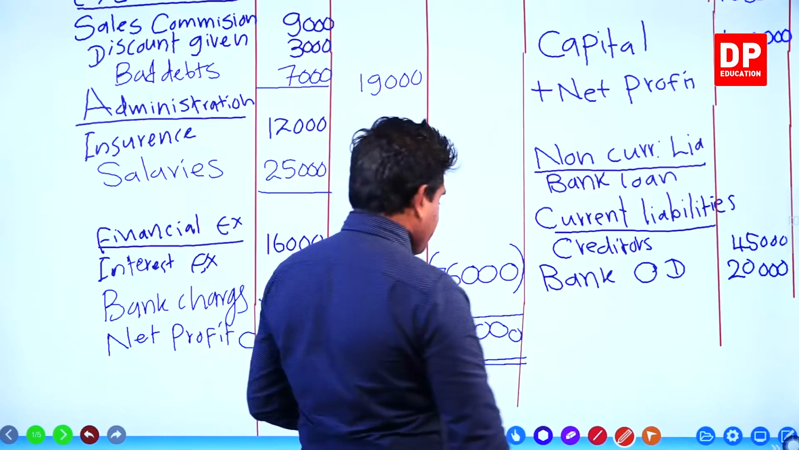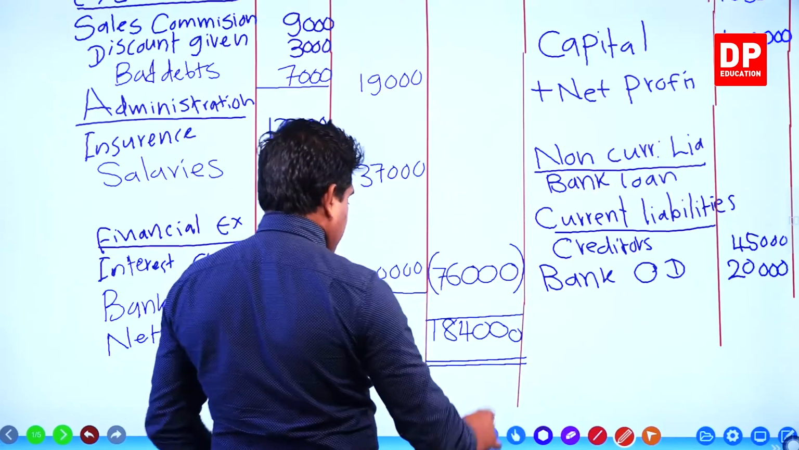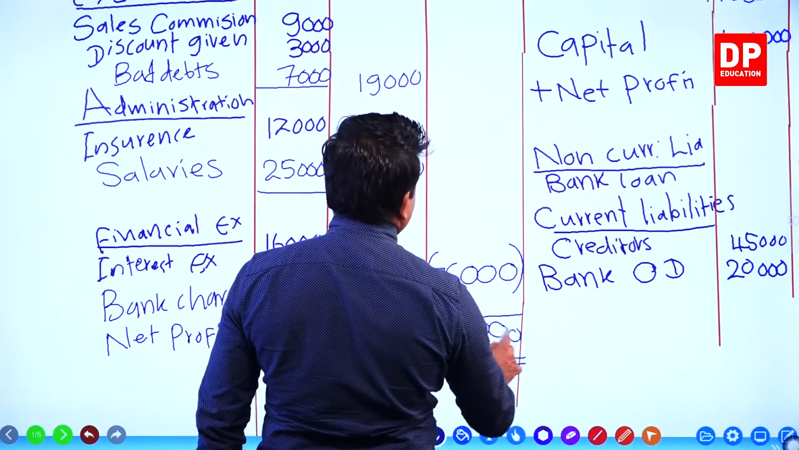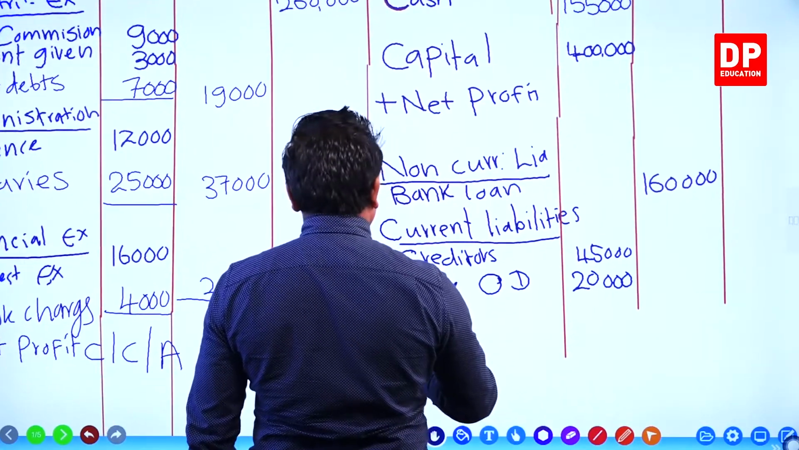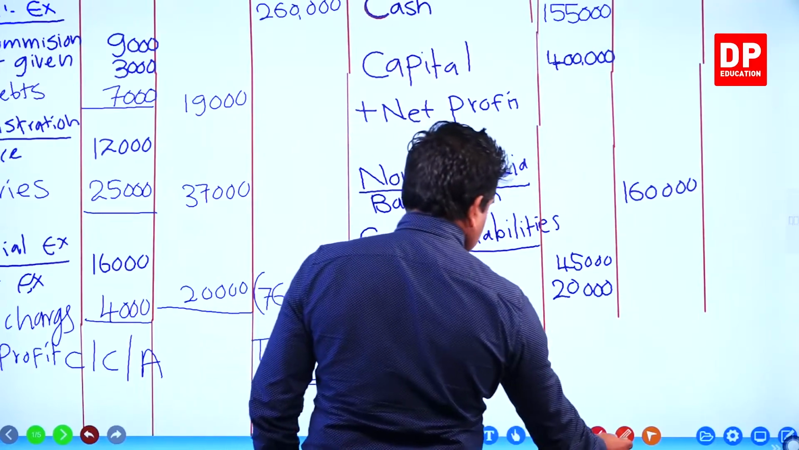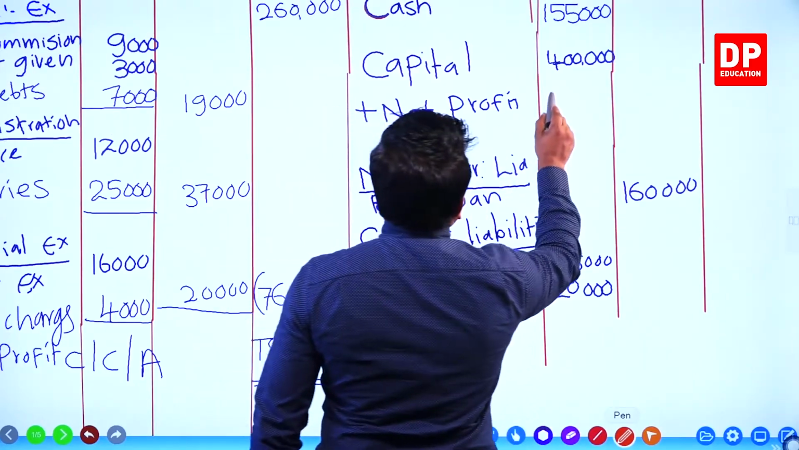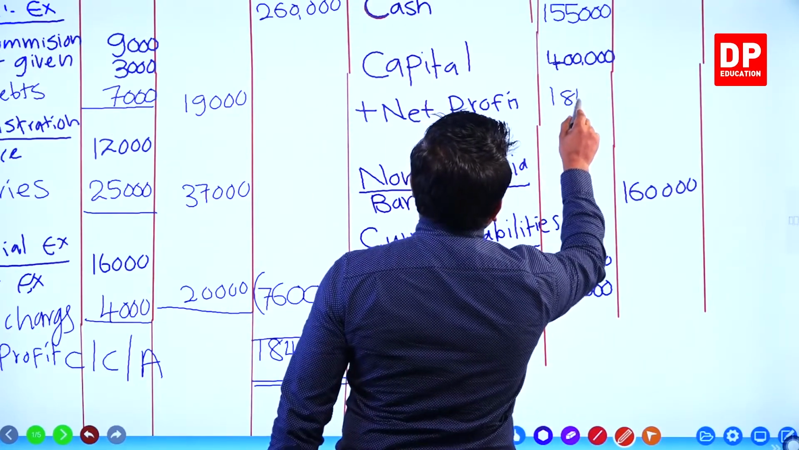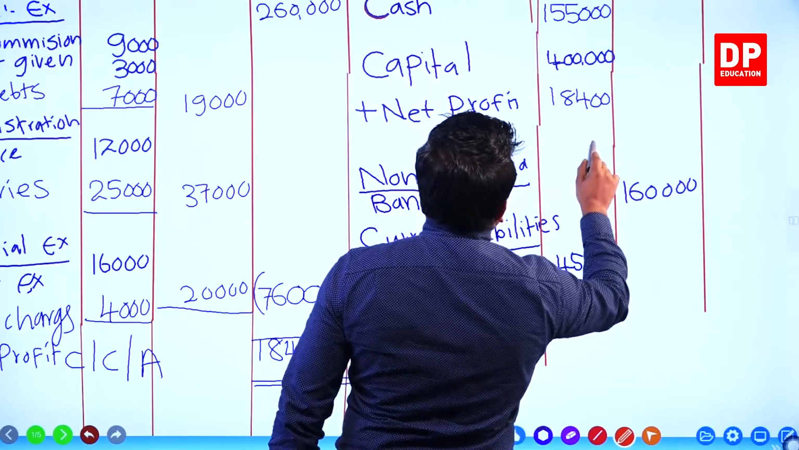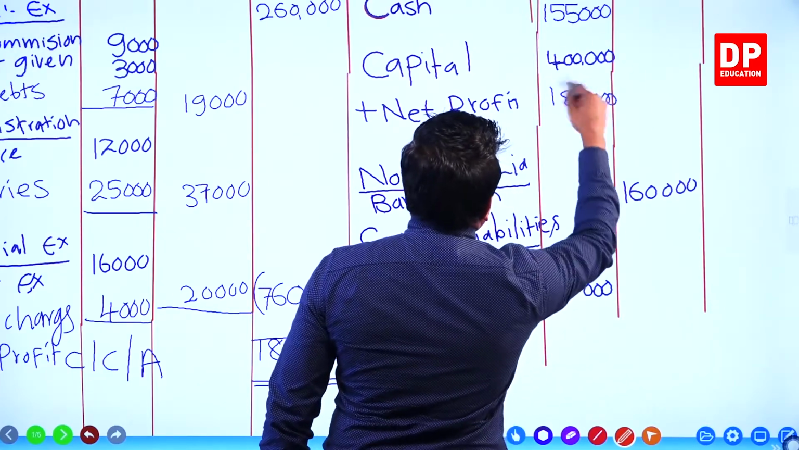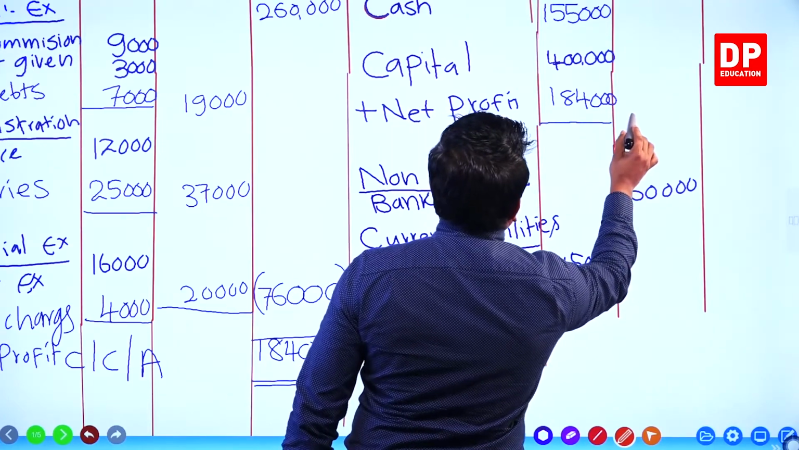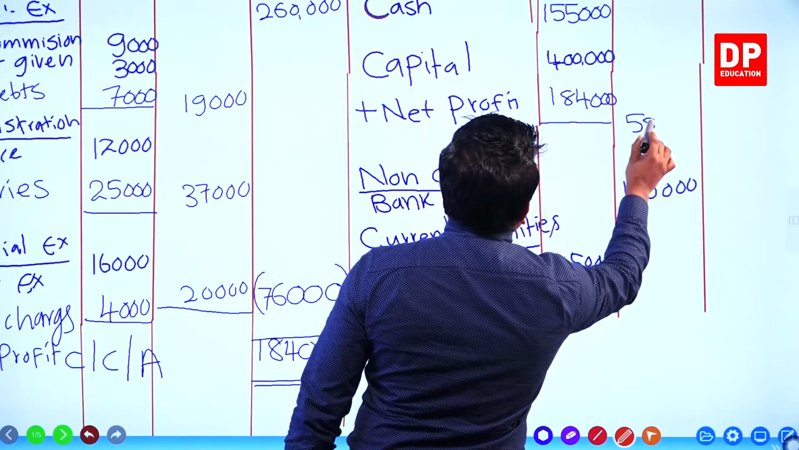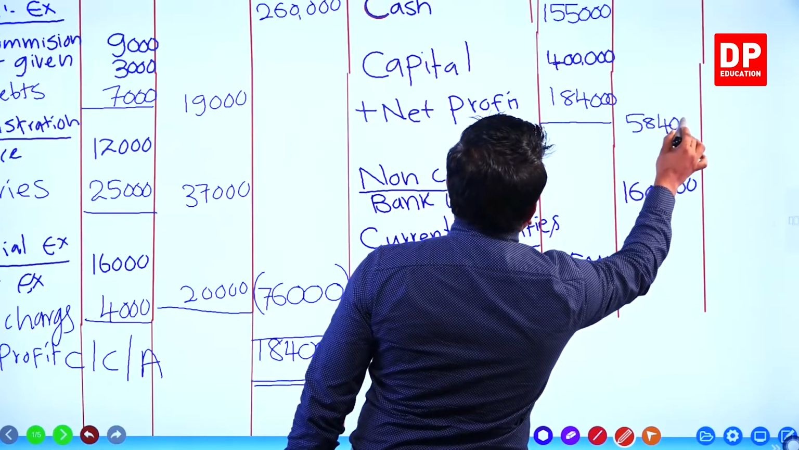Now you bring this value to the capital. We move to the statement of financial position where you wrote the capital. Under the capital area you write 184,000. Then you can add these two. Then how much? 584,000.